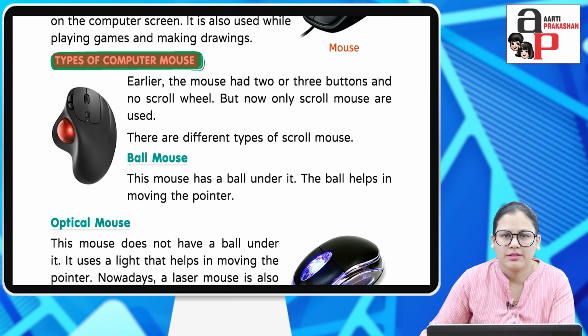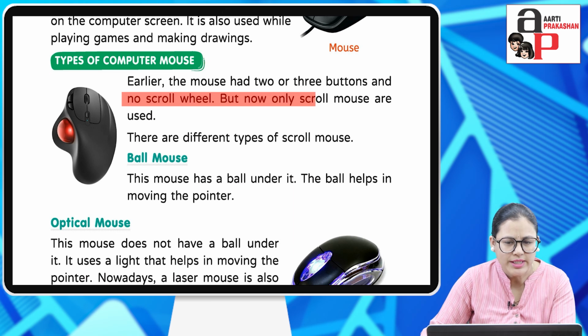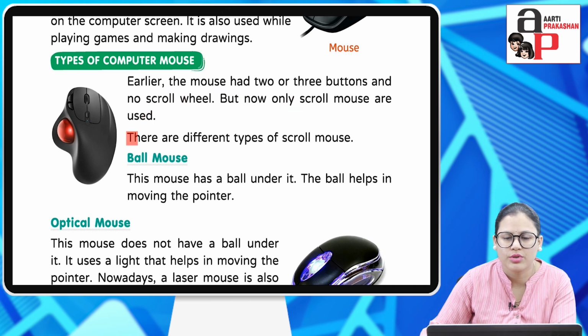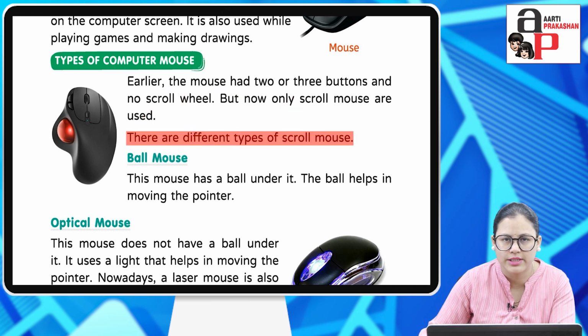Types of computer mouse. Earlier the mouse had 2 or 3 buttons and no scroll wheel. But now only scroll mouse are used. So there are different types of scroll mouse. So let's learn about them.